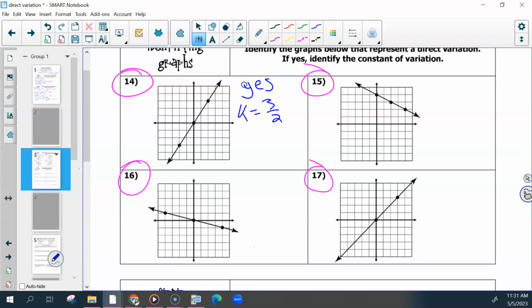3/2. Would 15 be direct? No, it does not go through the origin. If you want to do 16 and 17, then you have that ability. We're going to go down to the other one.